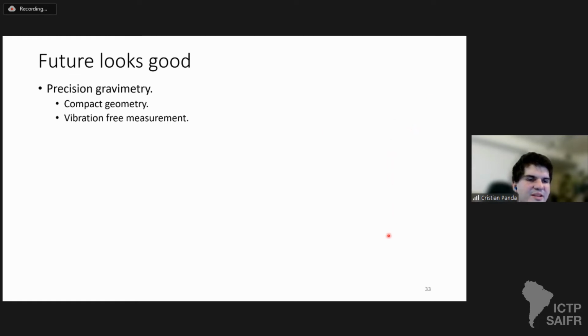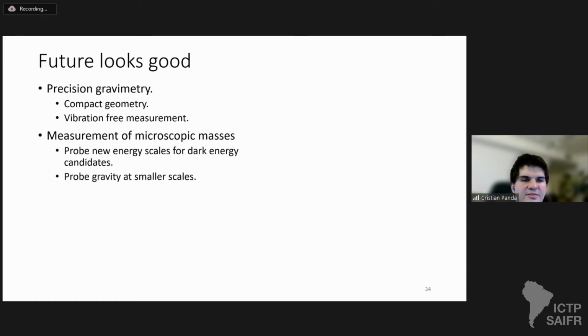There are really many applications. For example, the optical lattice interferometer can be used as a precision gravimeter, taking advantage of its compact geometry and immunity to vibrations. A future application could be measuring the gravity of small masses. This would take advantage of the fact that the atoms can be held at a constant position near the source mass, so the interaction time can be maximized. This would allow us to probe new energy scales for dark energy candidates, maybe the chameleon again, or we can also continue probing gravity at increasingly small scales.